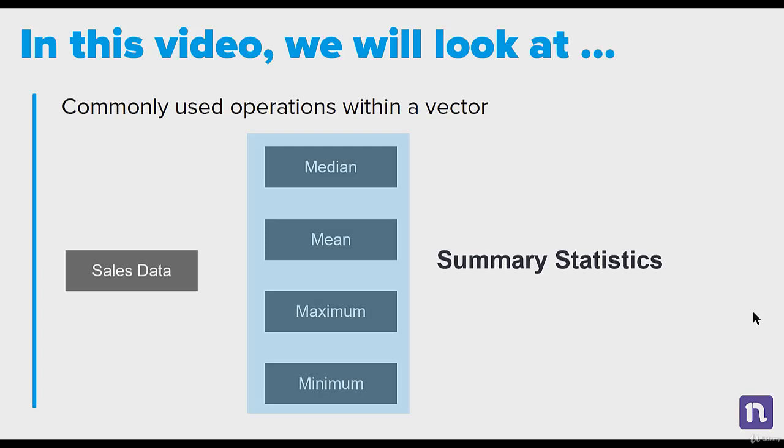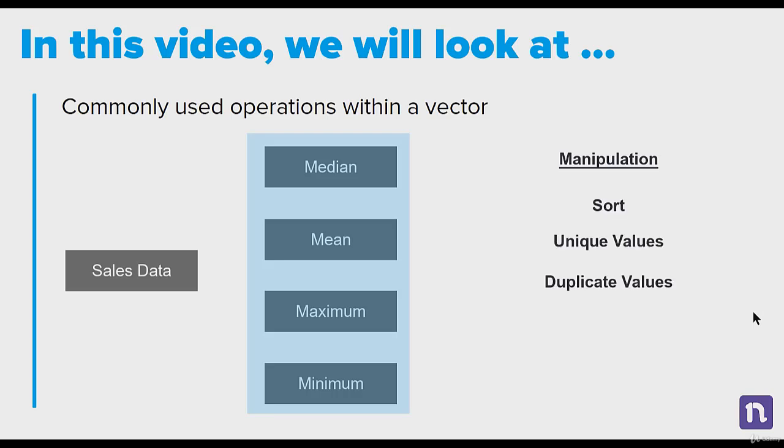You will also want to have complete control of how to manipulate this data. For example, you will want to sort this data, find out the unique values, find out the duplicate values, find out what the various quantiles of this vector are. These are all things that you need to know in order to have a complete understanding and control of the data that you have at hand.